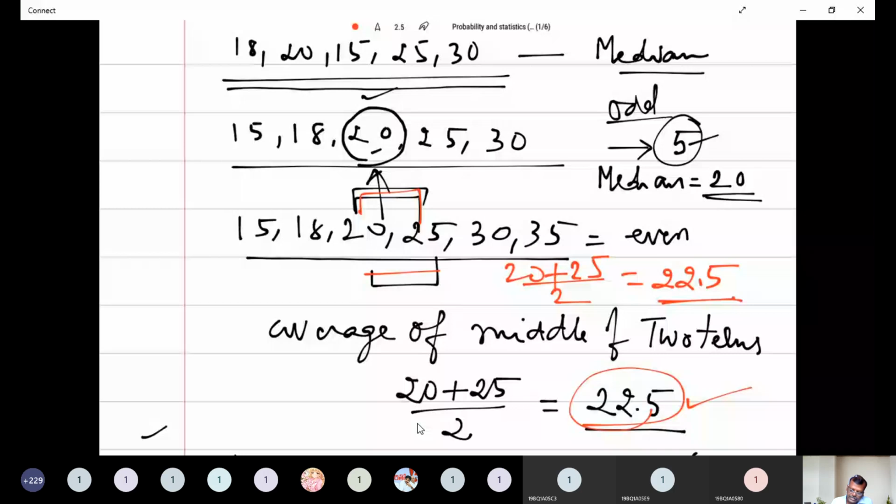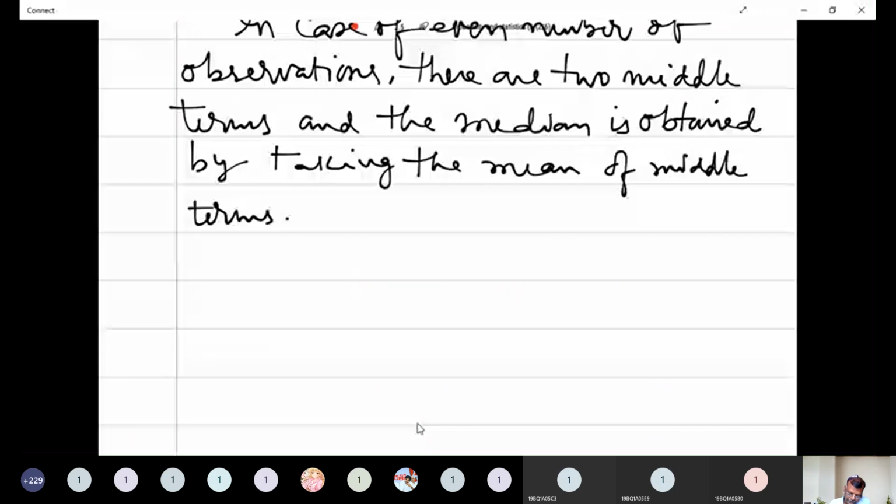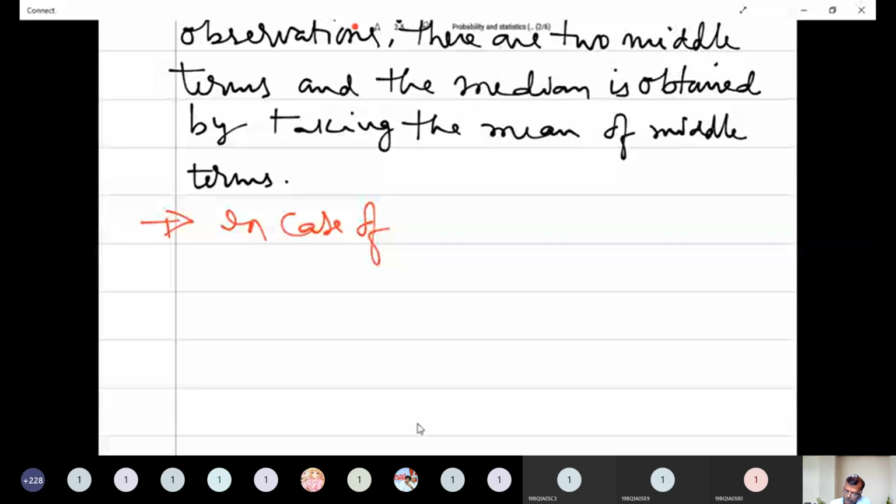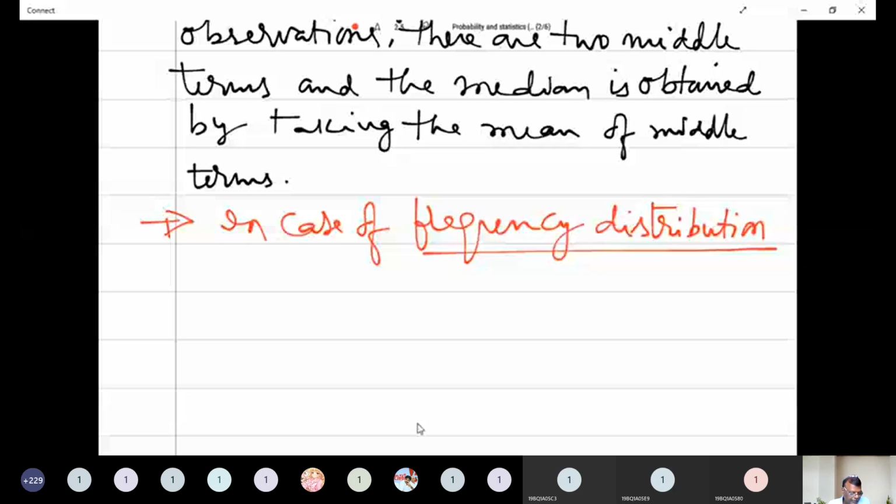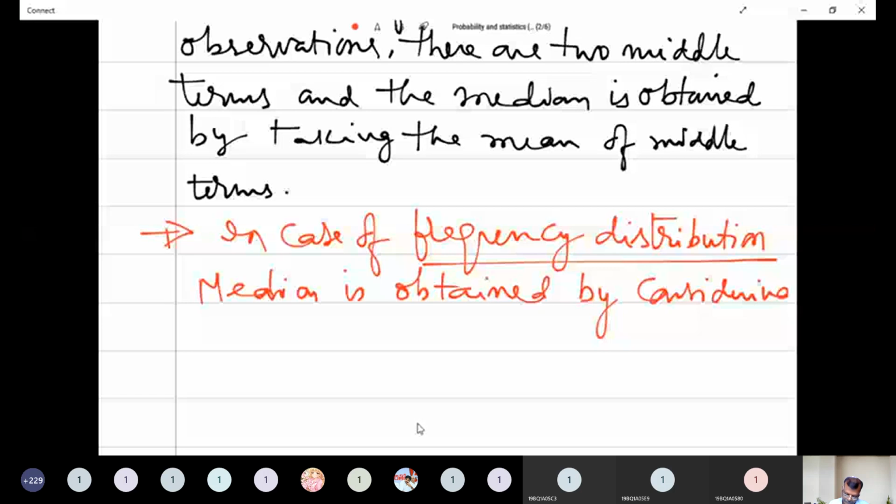Now, next point. In case of a frequency distribution, the median is obtained by considering the cumulative frequencies.